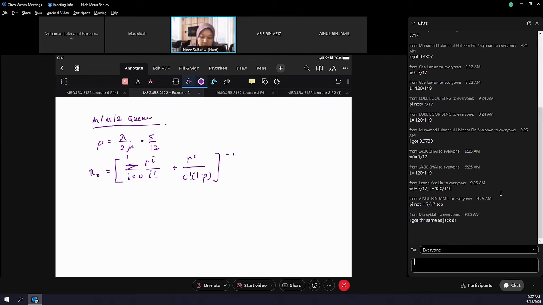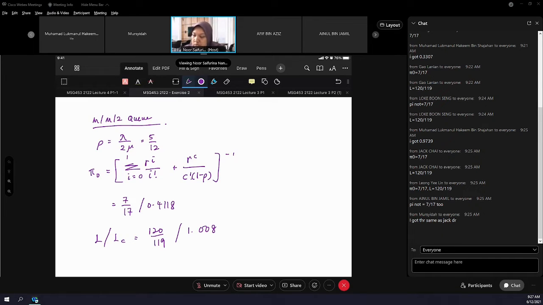So you get 7 over 17, or 0.4118. And then for your L or your LC, you just substitute in the formula based on the value that you have. So you should get 120 over 119, or in decimal 1.008. So basically this is the number of workers in the system per hour, 1.008 workers per hour in the system.